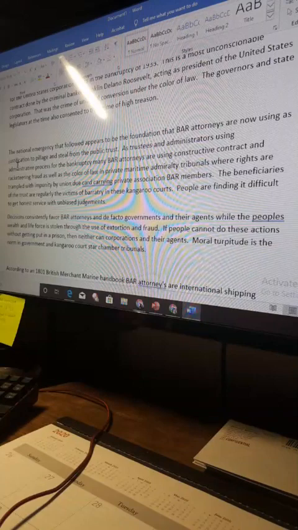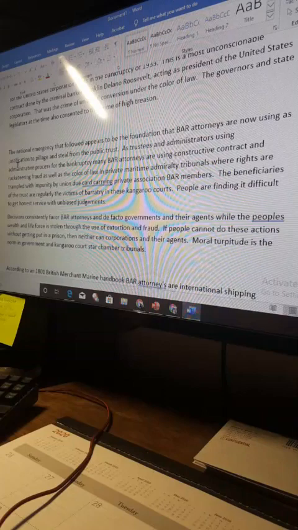The beneficiaries of the trust are regularly the victims of bartery in these kangaroo courts. People are finding it difficult to get honest service with unbiased judgments. Decisions constantly favor bar attorneys and de facto governments and their agents, while the people's wealth and life force is stolen through the use of extortion and fraud. If people cannot do these actions without getting put in prison, then neither can corporations and their agents.